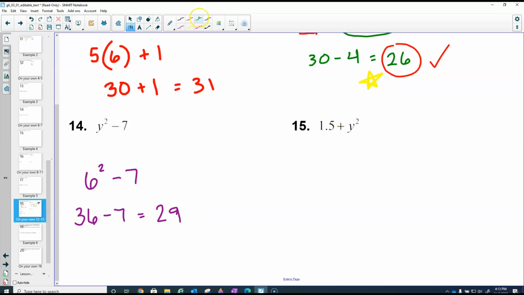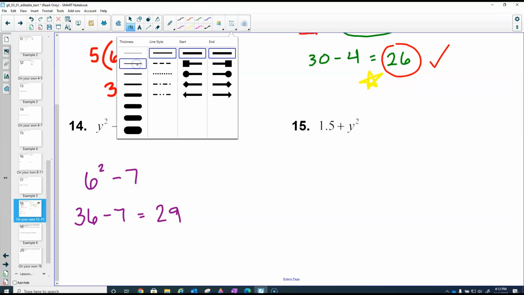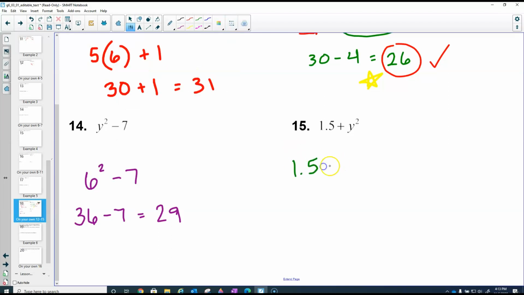If I come over to this one, again, my y equals 6. I do my exponents first. I know it's 6 times 6, which is 36. I add 1.5 more to that, so I get 37.5.